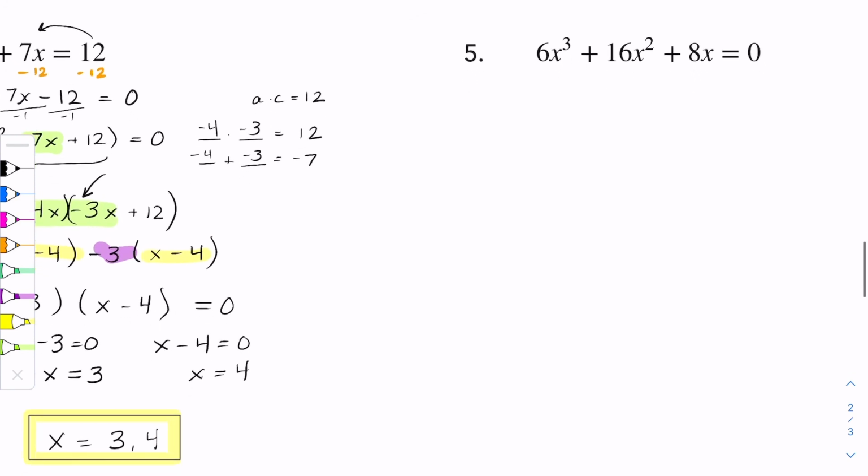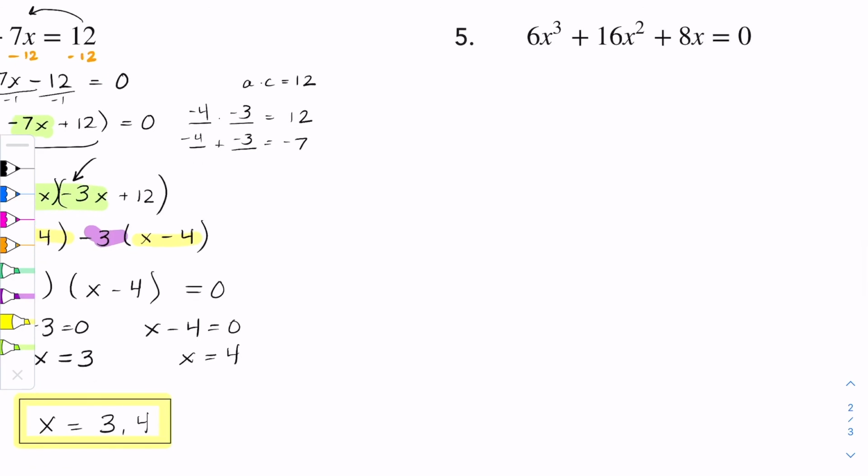Okay, and for these last three examples, I'm just going to do the workout. You can follow along, and you can look at my notes too, either way. But I'm just going to do these without talking.